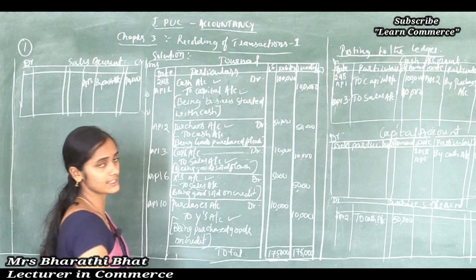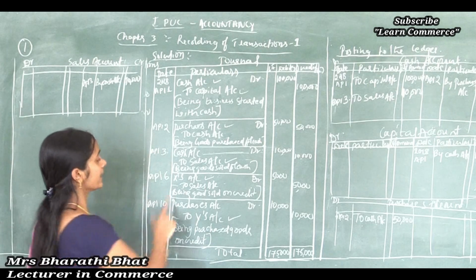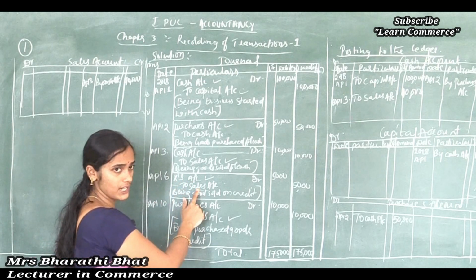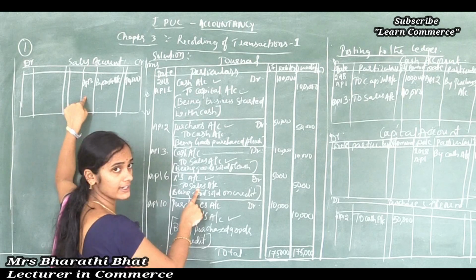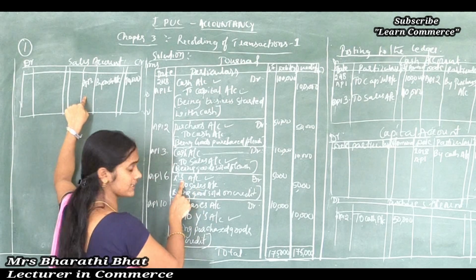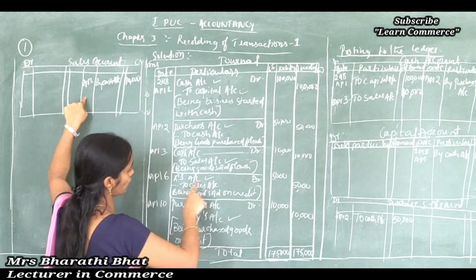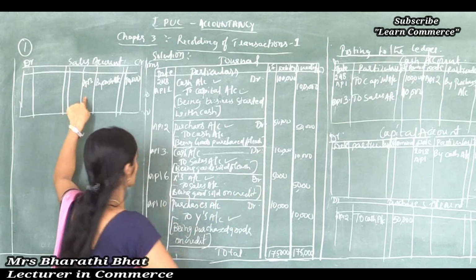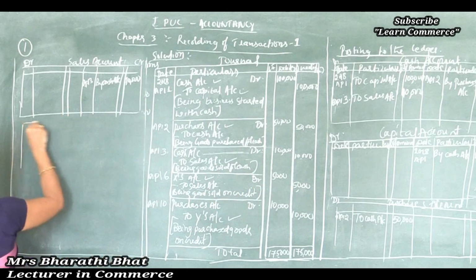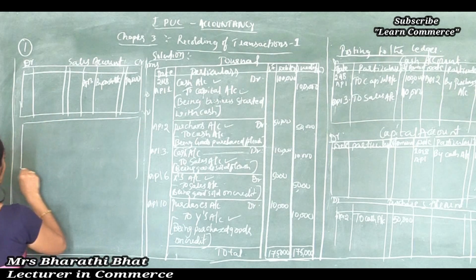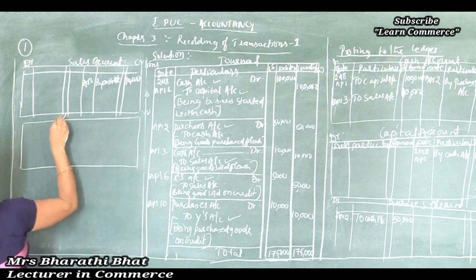April 6, X account debited to sales account. Already we prepared the sales account. Now the X account, we have not yet prepared. So just draw one more ledger account, X account.